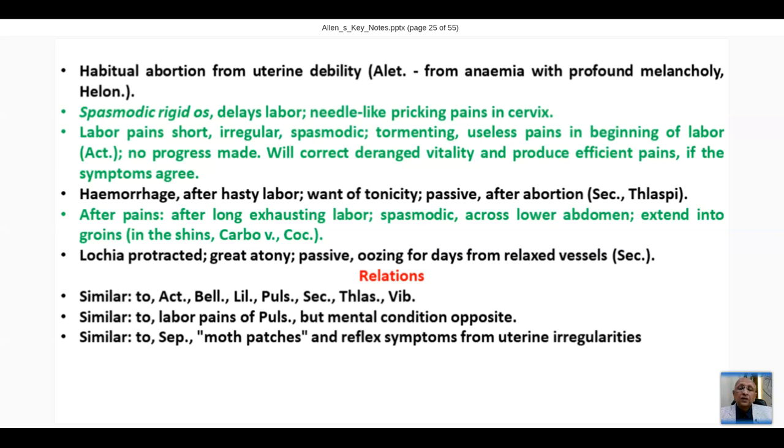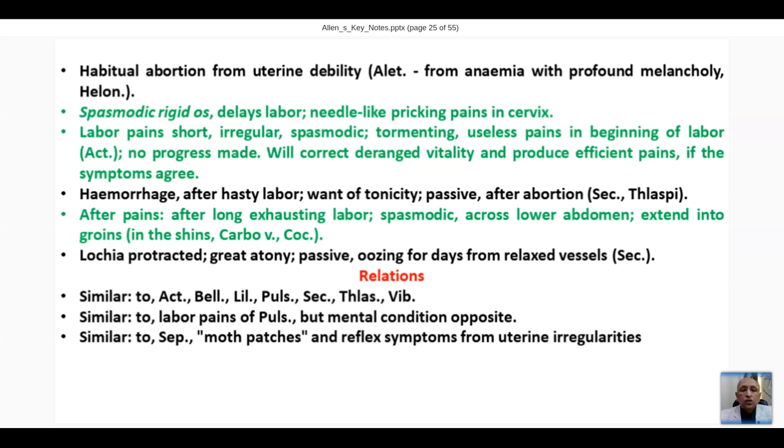And the last point regarding the labor case: after delivery, lochia, that is the pervaginal discharge after labor, protracted means it remains for a longer duration. Great atony, atony means the tone of the uterus is lost. Passive oozing for days from relaxed vessels. Vessels are not getting closed because the tonicity of the uterus is lost, and there is continuous lochia or pervaginal discharge for a longer duration. One more remedy, SCL, where such loss of tonicity is again marked. So this is what you have to understand from the Allen.